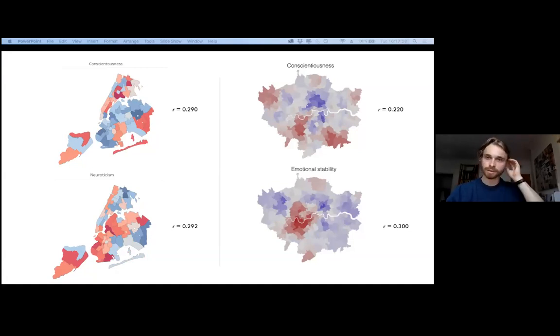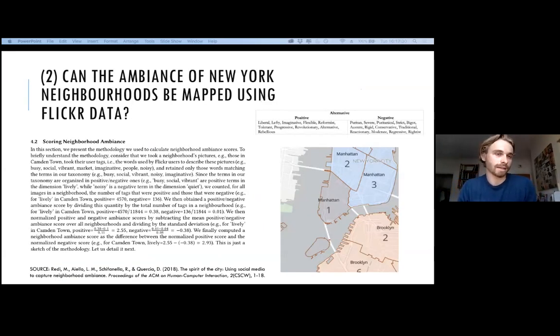Okay, so my second main research question was, can the ambience of New York neighborhoods be mapped using Flickr data? To do this, I drew upon the methodologies used by Nokia Bell Labs, and I presented them here on the left-hand side of the slide. To describe this as simply as possible, I'm going to use an example from just one community district, Manhattan #1, in the middle of this image. Let's imagine we're looking at one dimension of ambience, the alternative dimension.